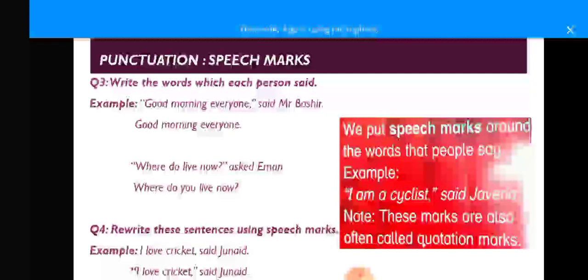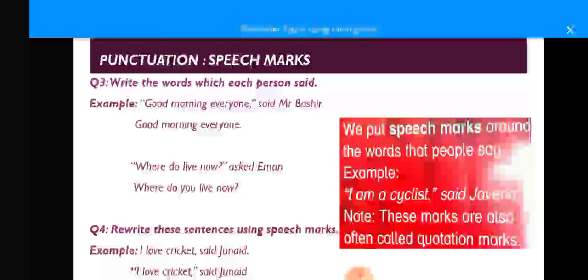Punctuation or speech marks. What are punctuation or speech marks? We put speech marks around the words that people say. For example, "I am a cyclist," said Javeria. Over here, Javeria is saying that I am a cyclist. So we have put punctuation or speech marks around this. These marks are also often called quotation marks.